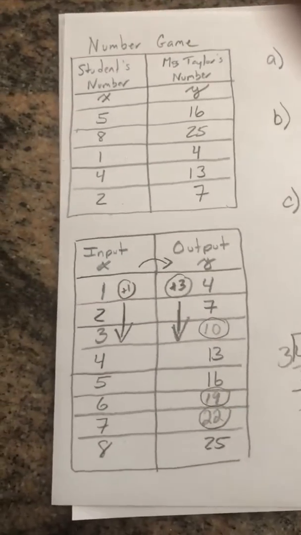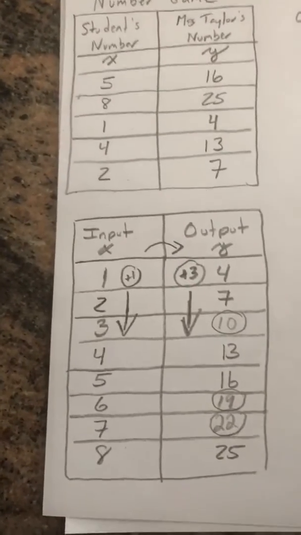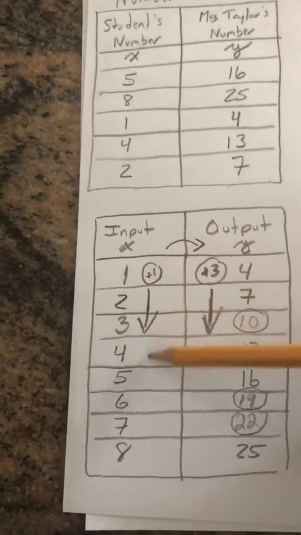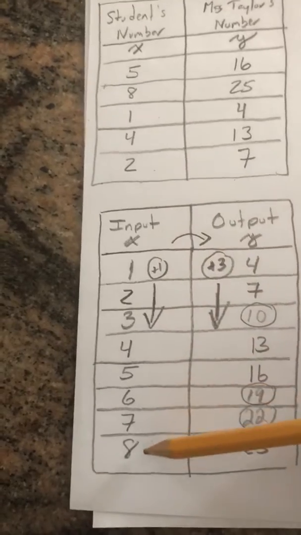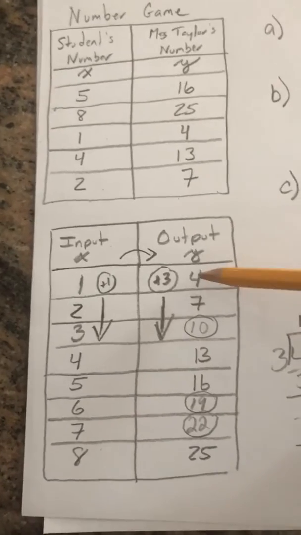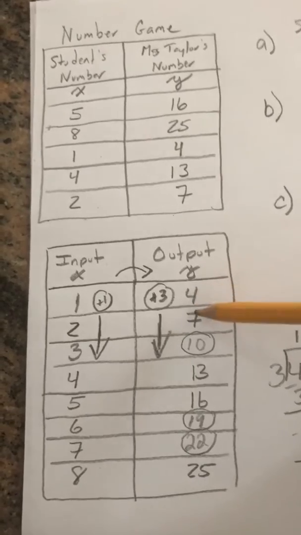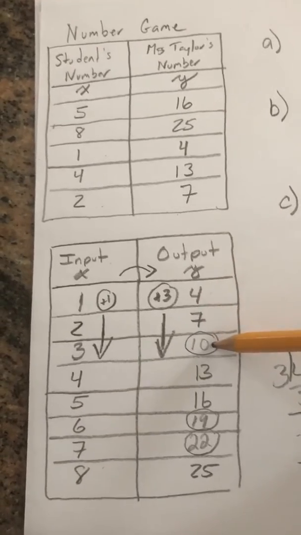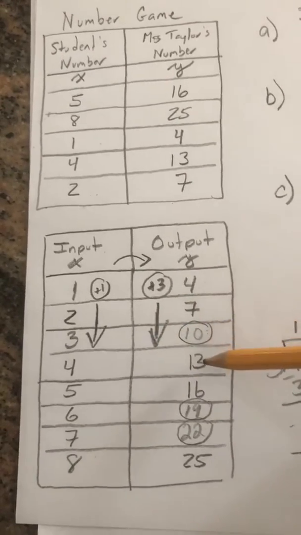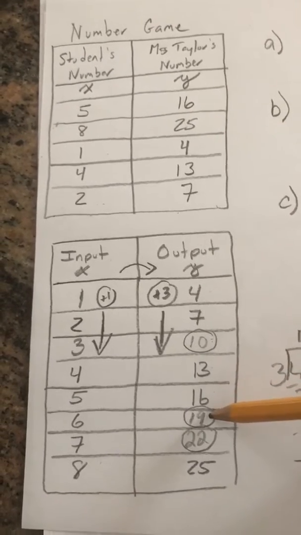The important thing to notice with an input-output table is you're going to see a few patterns emerge. The first thing you'll notice is that our inputs are always increasing by 1. So it's a +1 pattern as we go down our inputs. When we look at our outputs, we see that there's a +3 pattern. We have 4, 4 plus 3 is 7, 7 plus 3 gets me that missing number of 10, which is for when the student's number is 3. 13 was given to us, 16 was given to us. Again, we add 3 to the 16, which gets us to 19.